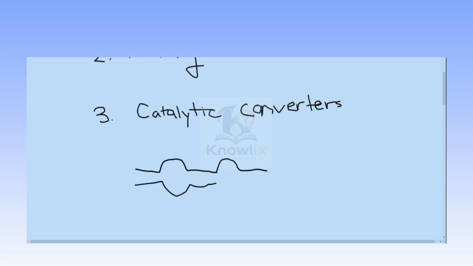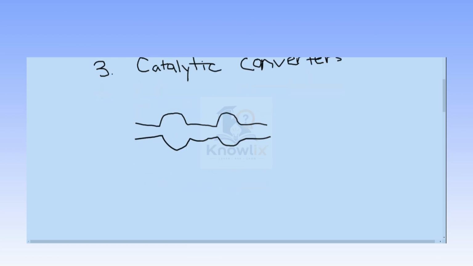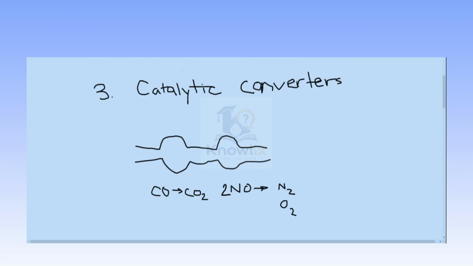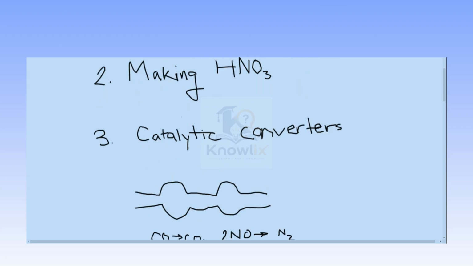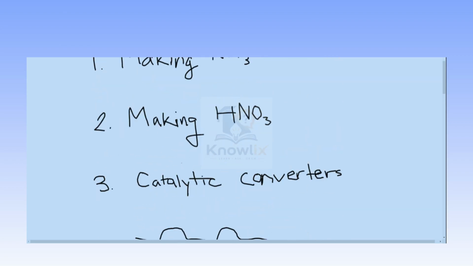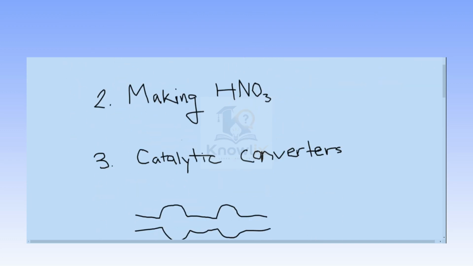usually has two compartments, and it converts the carbon monoxide into carbon dioxide and the nitrogen monoxide into nitrogen and oxygen. So catalytic converters are also very useful, and they are heterogeneous catalysts. And so now we've seen some reasons that heterogeneous catalysts are very useful.